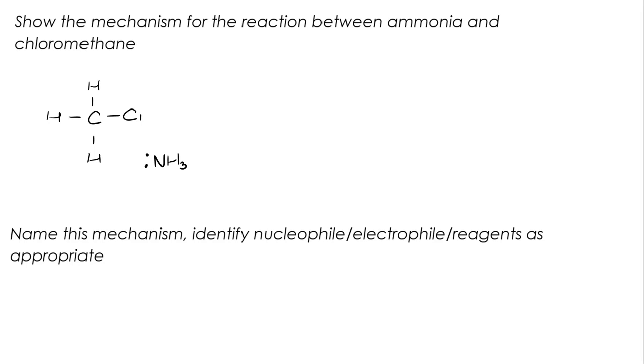Well, the key to this is to think about why there would be an attack. I've got here a delta negative chlorine, which makes it a delta positive carbon. And I've got a lone pair of electrons. So my lone pair of electrons are going to attack the delta positive carbon. That essentially means I've created a bond between the carbon and the nitrogen, and that would mean 5 bonds around the carbon, which we cannot sustain. So we break one of those. The electrons in the C-Cl bond move off with the chlorine, essentially breaking that bond.